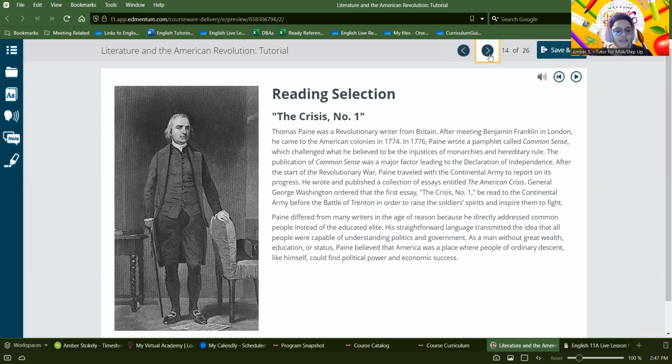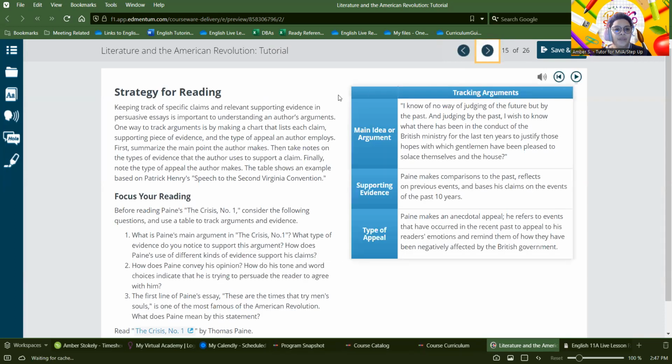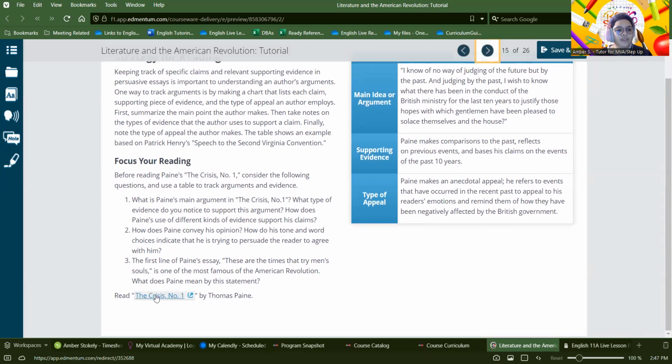All right, the next slide is strategy for reading. So again, I'm not going over The Crisis number one because reading that all the way through and breaking it down is a separate video. But it is here at the bottom of this slide in case you miss it. I feel like this is very easy to miss.